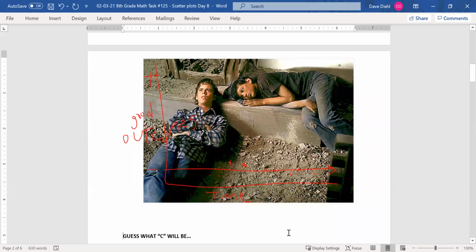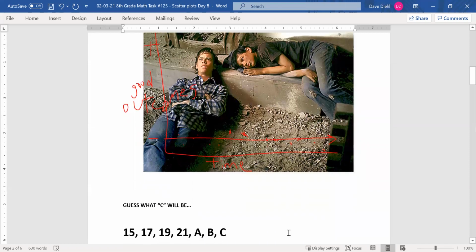I'm going to play a short little game with you. All right. What do you think will C be? Let's translate this idea of predicting the future to numbers a little bit. I got 15, 17, 19, 21, then A, B, C. What do you think C will be?